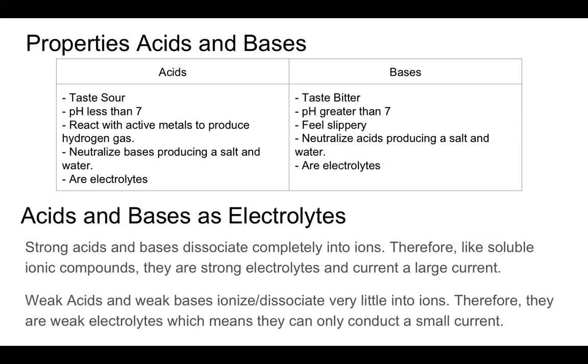Strong acids completely ionize into ions, so even though they're covalently bonded, they're a special group that will ionize and actually react with water. Strong bases will completely dissociate into ions. They're already ionic compounds, so once they get dissolved into water, those ions separate in the water. So strong acids and bases are strong electrolytes, conducting a large current.